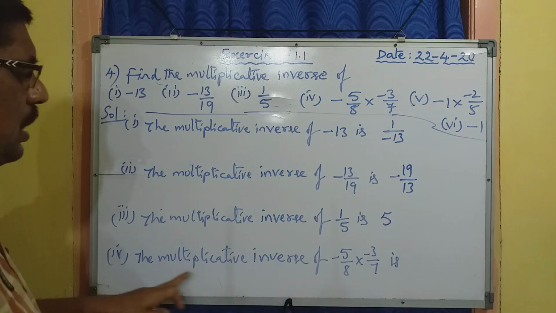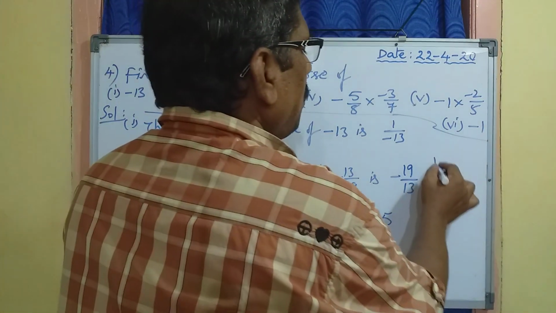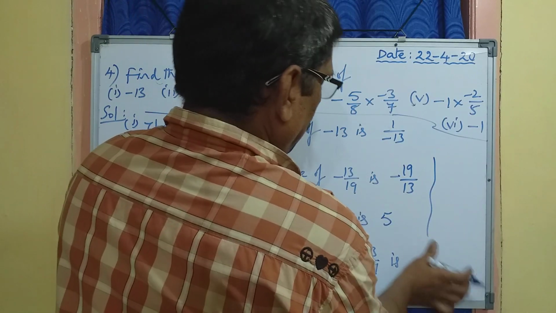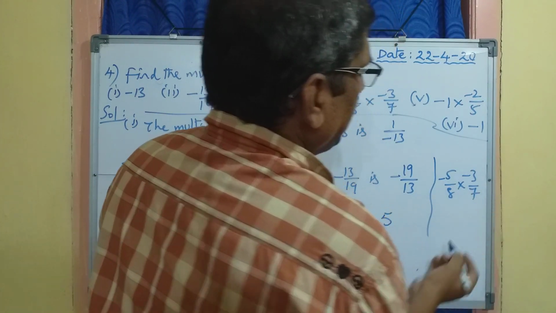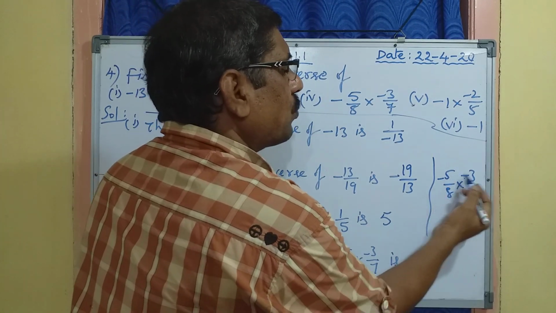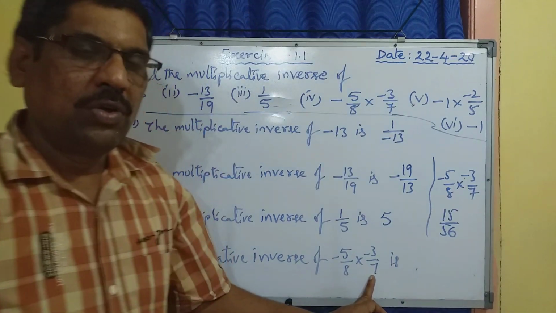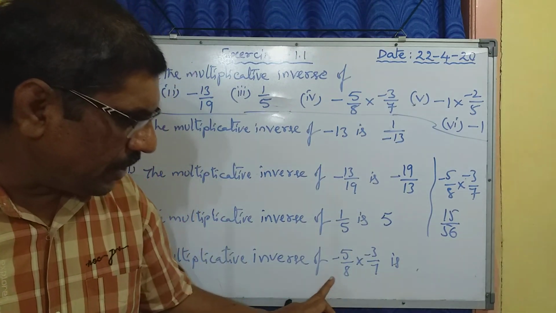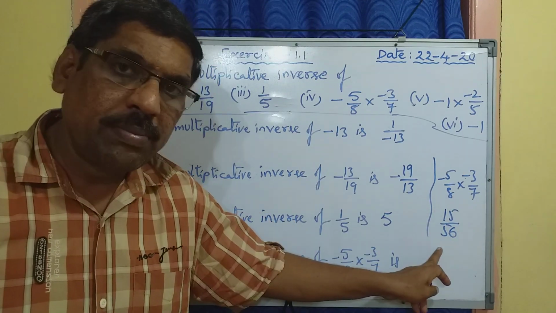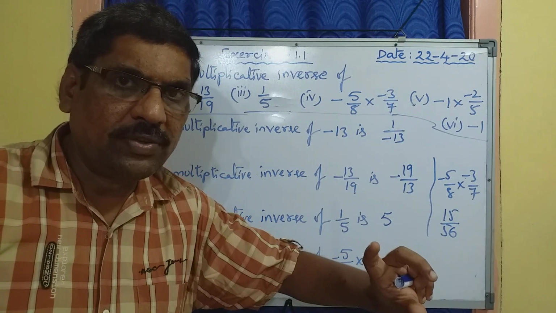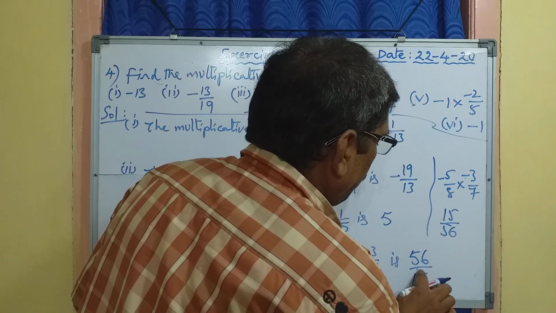Okay, and the multiplicative inverse of minus 5 by 8 into minus 3 by 7. Actually, look in the rough work. Minus 5 by 8 into minus 3 by 7: minus into minus is plus, 5 times 3 is 15, 8 times 7 is 56. The product of the given value is 15 by 56. What is the multiplicative inverse of this 15 by 56? We have to take its reciprocal, that is 56 by 15.